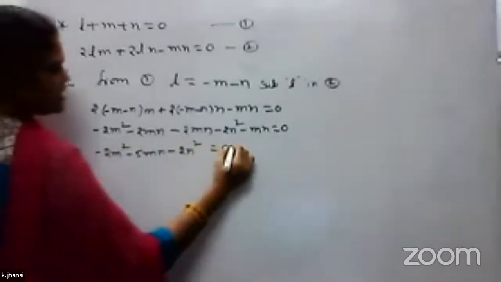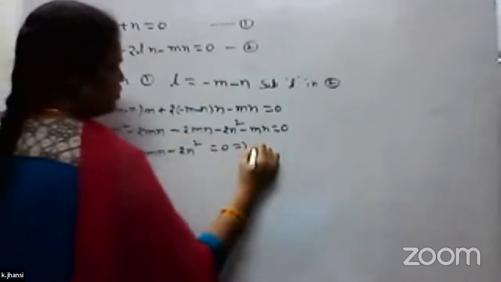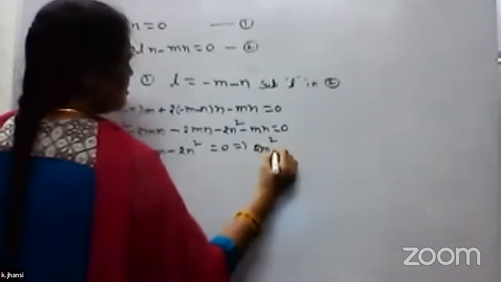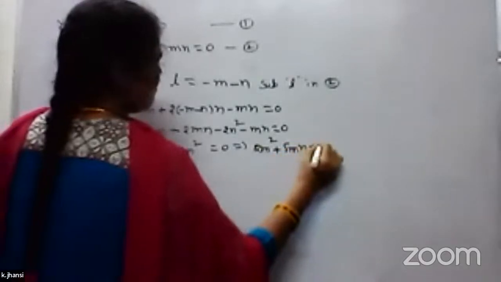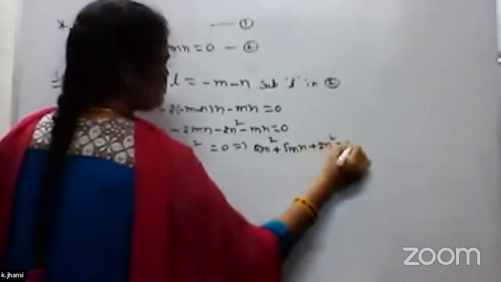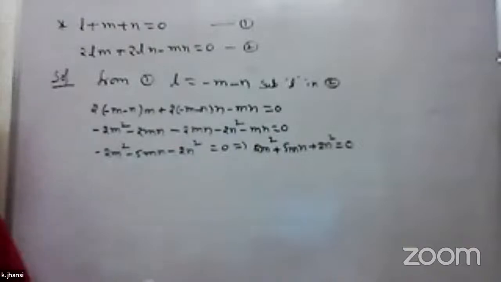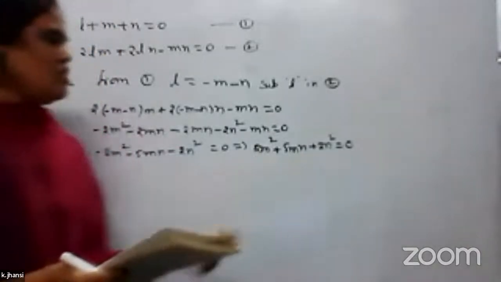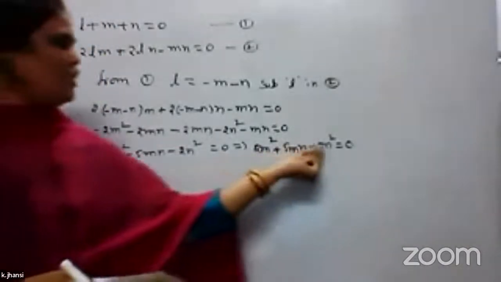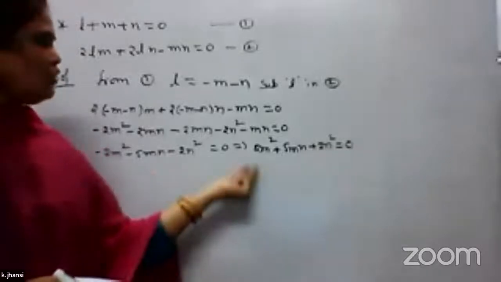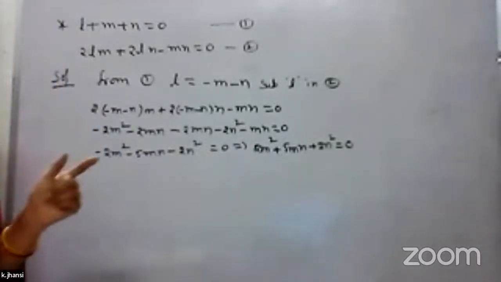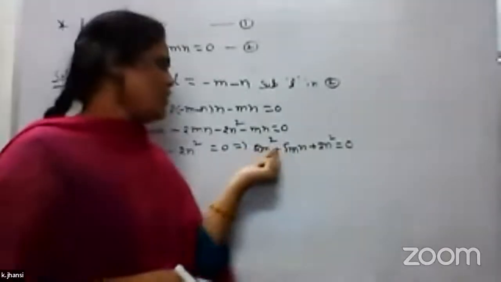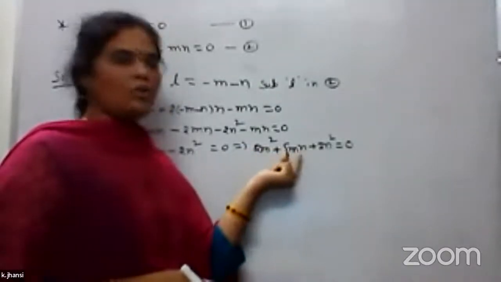If we take out minus common, what you'll get here? 2m square plus 5mn plus 2n square equals to 0. Okay. So now you do the factorization of this one. So 2m square into 2n square. If you multiply both of them, you will get 4m square n square. So 4m square n square, in between you have to get 5mn.